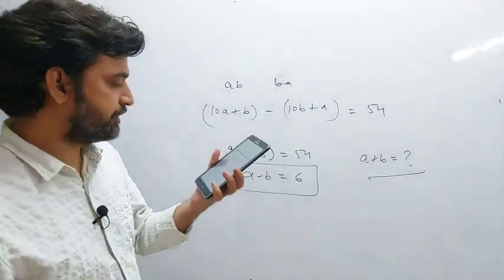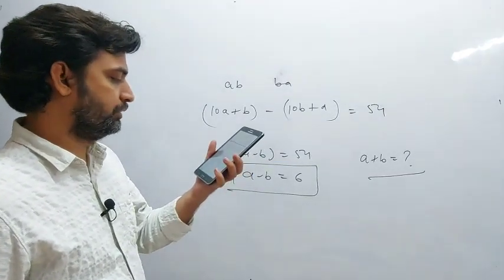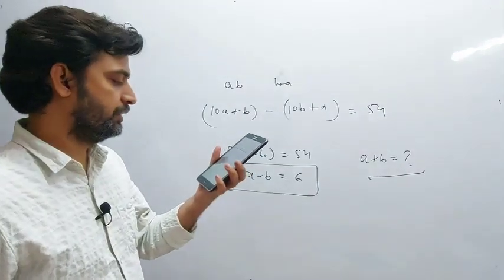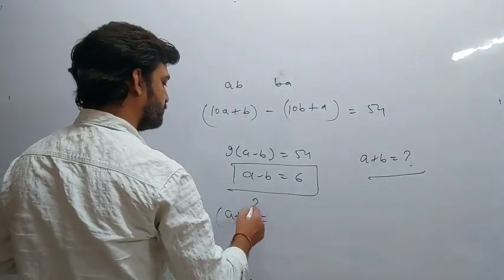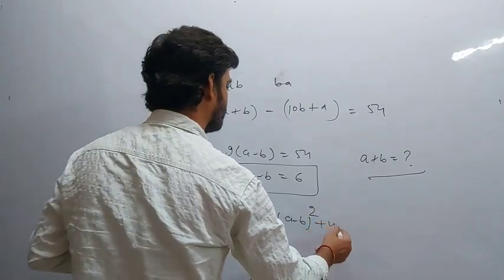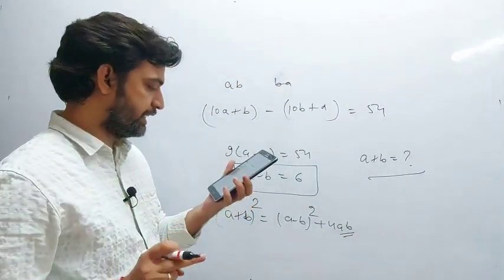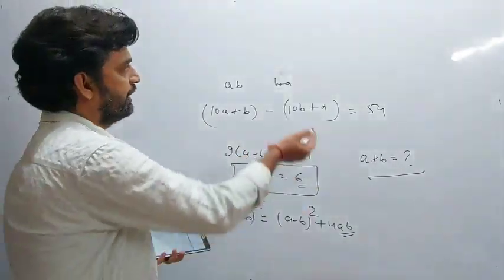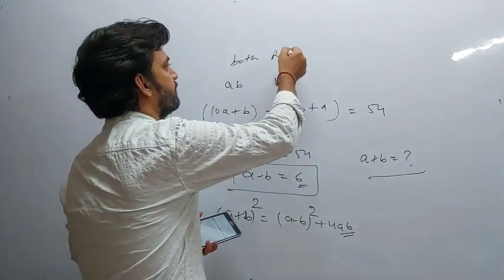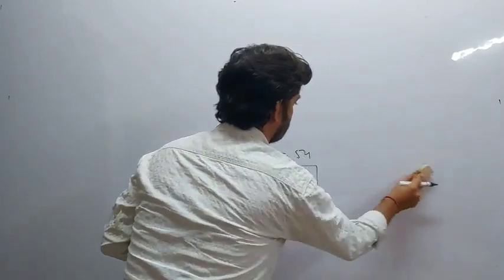The first statement says that the sum of the two digits of the number can be determined only if the product of the two digits is known. This is right, because A plus B the whole square is equal to A minus B the whole square plus 4AB. That means we need to know the product of these two digits, then only we can determine that. The second statement says that the difference between the two digits of the number can be determined. Obviously we have determined this one, 6. So both the statements are right. Clear? Taking the next question.